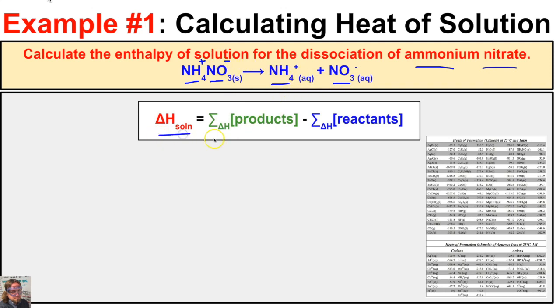And so if we take a look to figure out the heat of our solution here, we take the sum of the change in heat of our products minus the sum of the change in heat of our reactants.